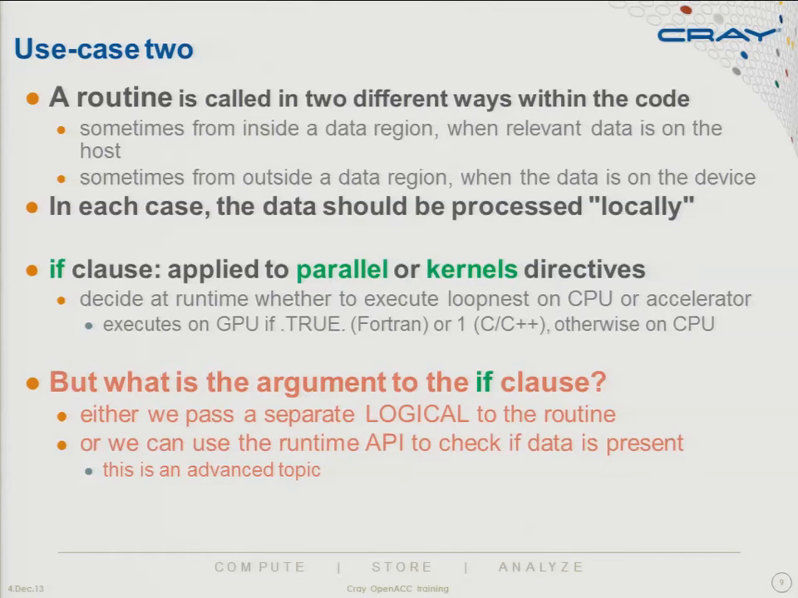But this is where you're wanting to process the data locally. If the data's on the CPU, process it on the CPU. If it's on the GPU, process it on the GPU. And that's probably more like what you want to do than the present or copy, where it's always going to be on the GPU, but it may end up moving there.